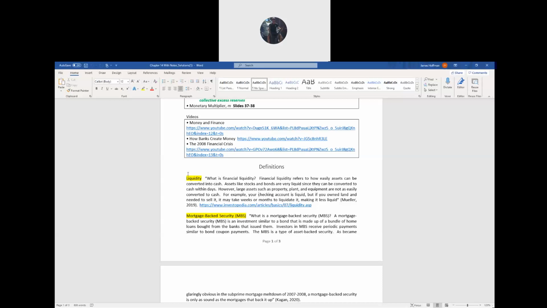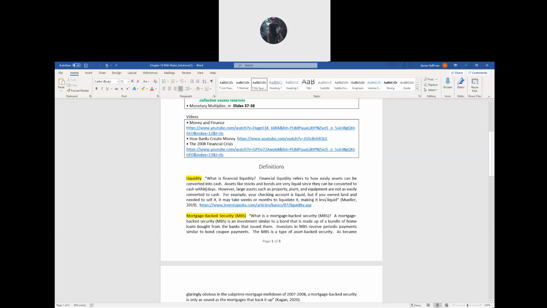Checking accounts are very liquid because you can go to the ATM right now and take out money. But if you have land or something like that and have to sell it, it might take months or weeks to liquidate it, making it less liquid. So the most liquid asset, just by definition, is currency or cash. And the ease with which you can turn other assets into cash makes them more liquid. And so, just in general, I think investors or just consumers prefer liquidity.